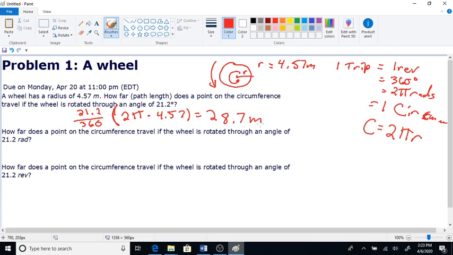meters. Oh no, sorry. That was the circumference. My circumference is 28.7 meters. My distance after I multiplied by the fraction was 1.691 meters. And that's my answer to the first one. Okay, so let's go to the next one.